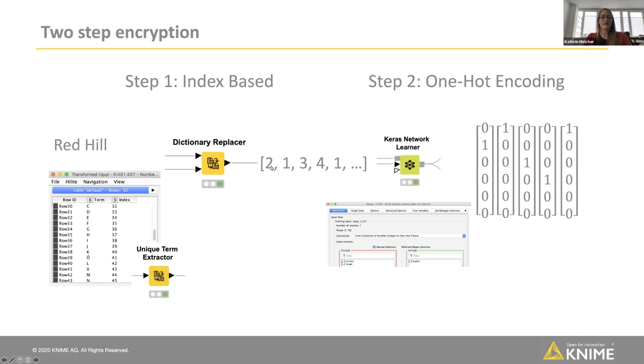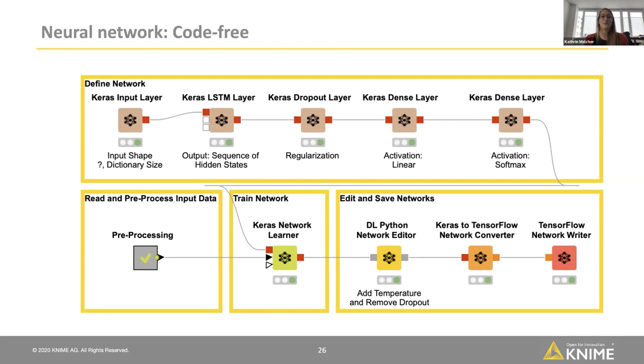And this is now a KNIME workflow which you can use to train a neural network for free text generation without writing code. So what does this workflow do? On one hand, we have here the pre-processing nodes where we read in our data set and we prepare it using this index-based encoding.